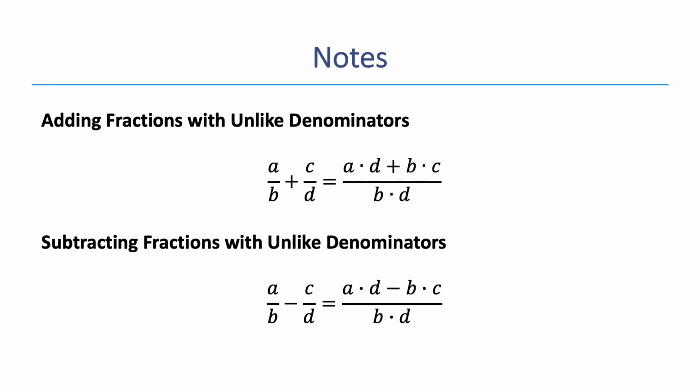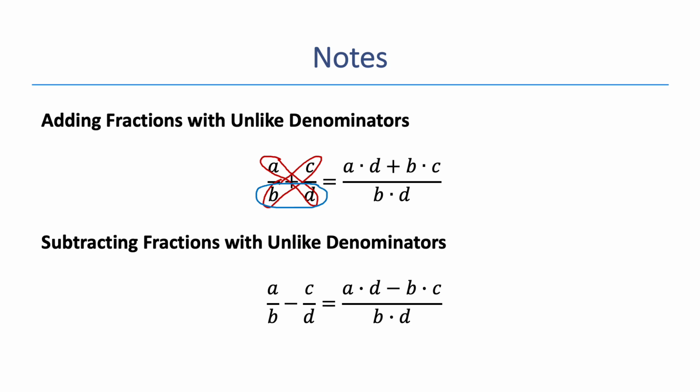Next, we'll look at adding fractions with unlike denominators. The formula for adding fractions with unlike denominators is listed here. A over B plus C over D equals A times D plus B times C all over B times D. So again, if we have two fractions with different denominators, in order to add them together, we're going to multiply A times D, then add that to B times C, and that value is going to be over B times D.